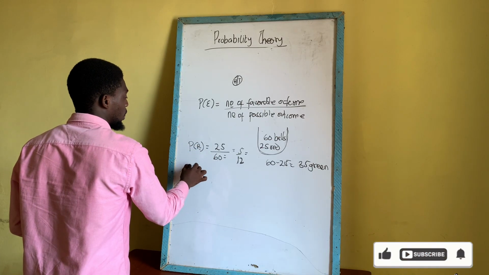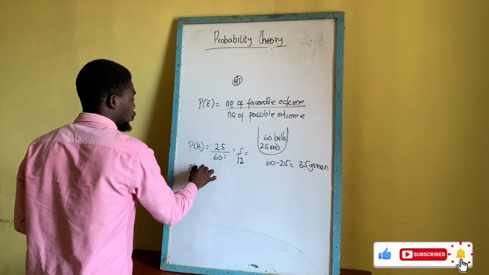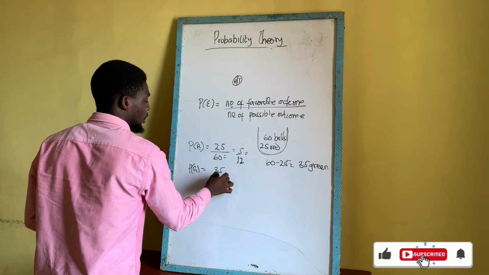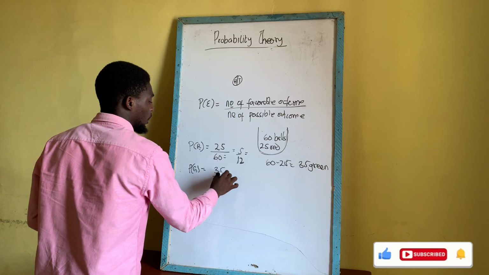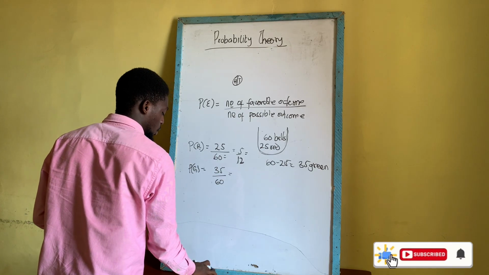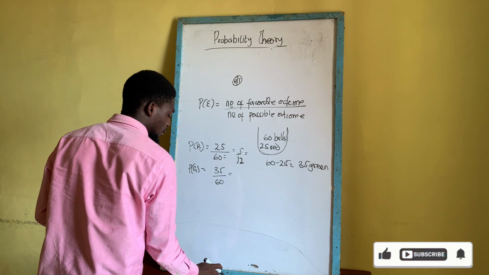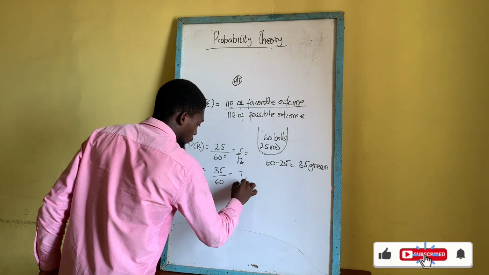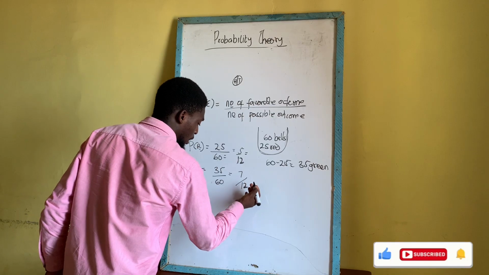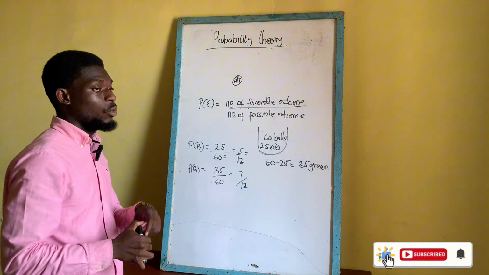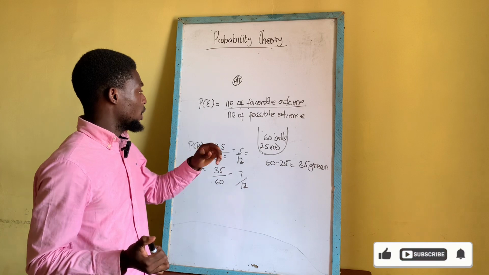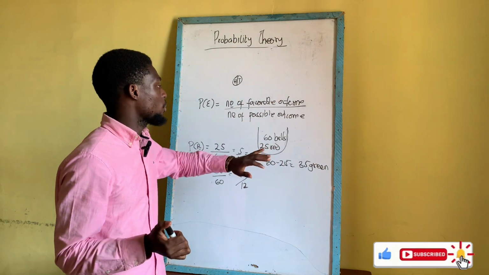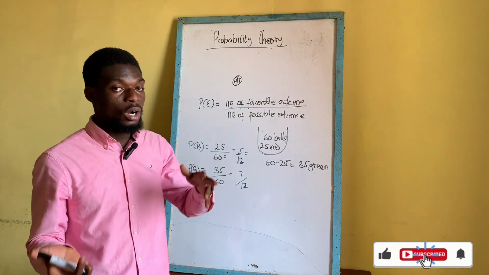So the probability of you getting a green ball will be 35 out of the total number of possible outcomes, which is 60, and it gives us 7 out of 12. So if you want to find the probability of any given set, it is the number of favorable outcomes over the number of possible outcomes.